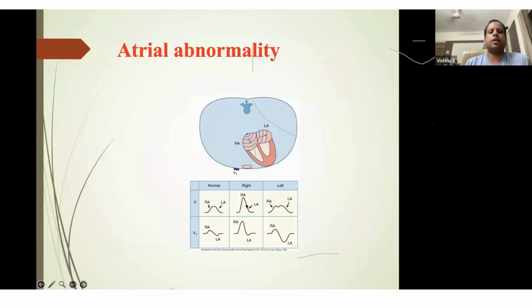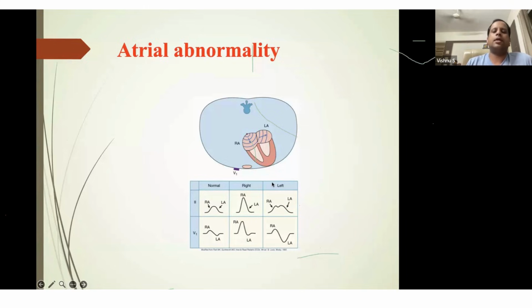When RA is enlarged, the amplitude of the P wave increases. The LA is normal size, so there will be only amplitude elevation. In lead V1 also it will be biphasic. When RA is enlarged, the first positive deflection will be large, and the LA contribution, the last negative part, will be less. V1 looks at it such that RA is towards V1 and LA is away from V1, so V1 inscribes RA as positive and LA as negative.